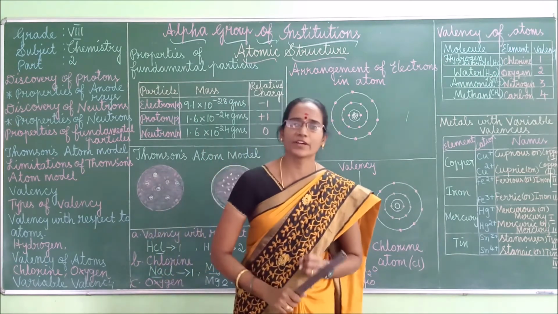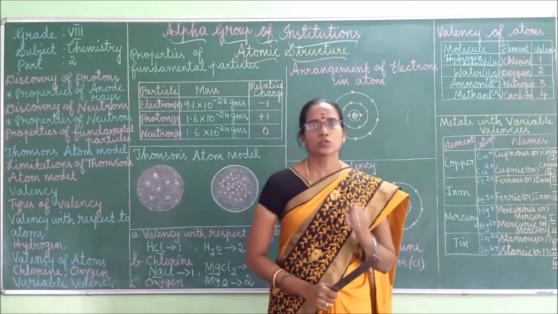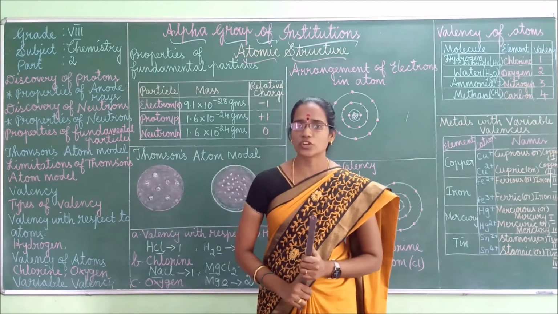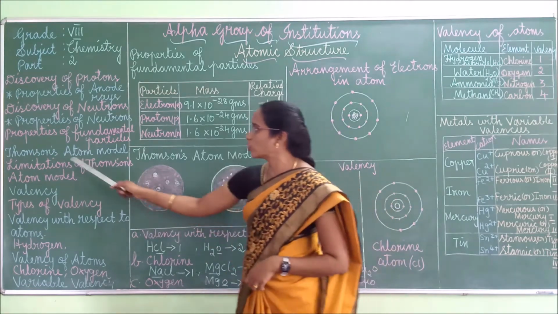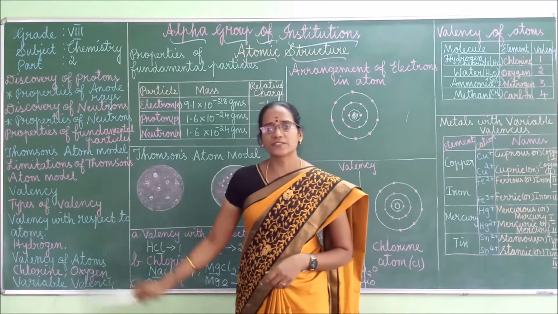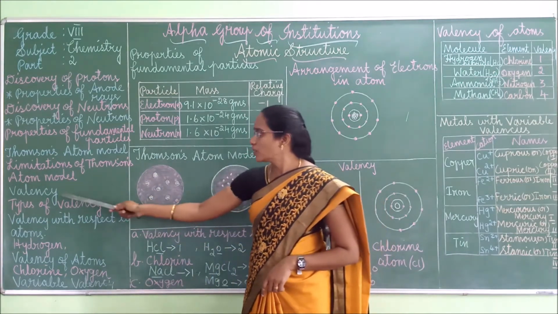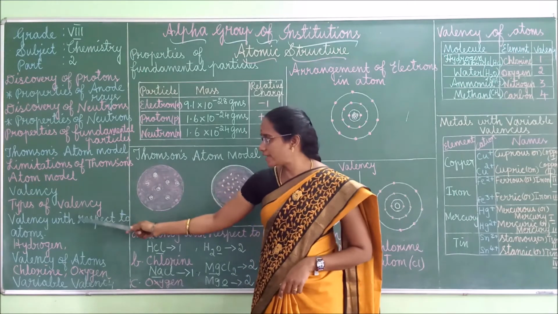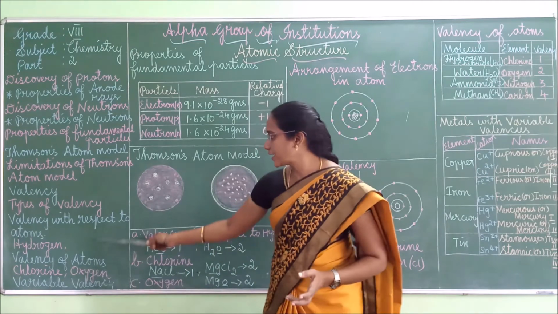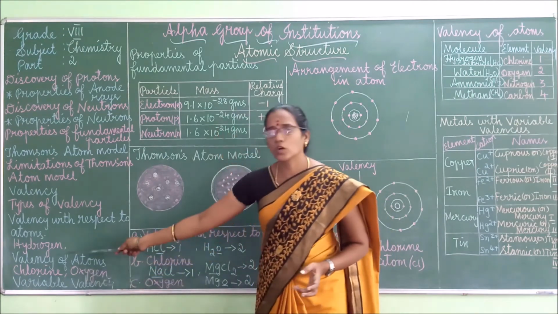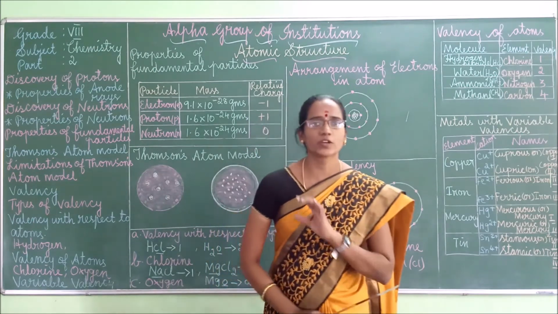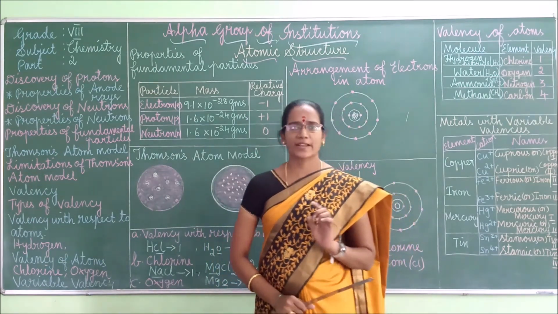We have already discussed electrons. So this class we are going to discuss protons as well as neutrons and their properties, followed by Thomson's atomic model. What are the limitations of Thomson's atomic model? Then valency, types of valency, and valency with respect to atoms like hydrogen, oxygen, chlorine, followed by variable valencies. So this class we are going to discuss all about this, right?